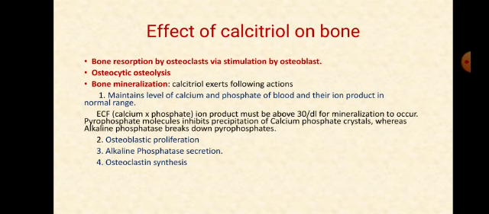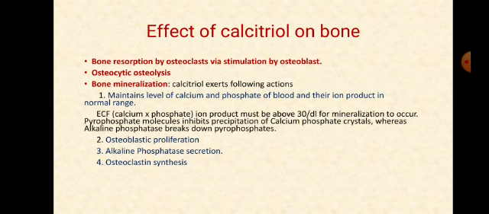So, by ensuring the mineralization of the bone, calcitriol maintains the integrity of bone, and for the removal of pyrophosphate molecules, it enhances synthesis of alkaline phosphatase, which breaks down pyrophosphates so that calcium phosphate crystals can be precipitated. Alkaline phosphatase is an enzyme which is synthesized under the influence of calcitriol or vitamin D3. So, it is another action of vitamin D3 for bone mineralization.